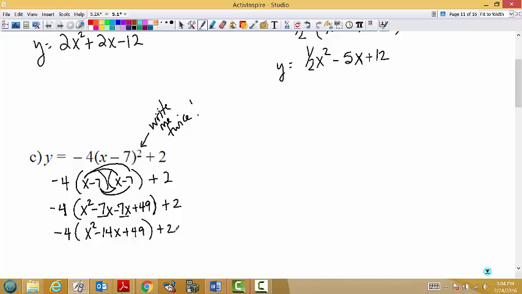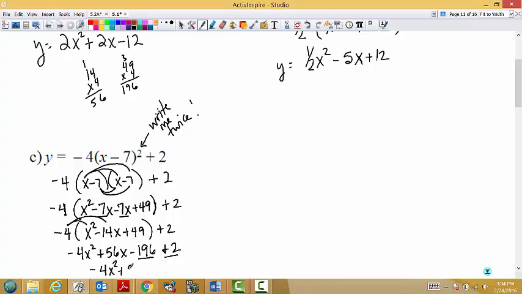Now I distribute my negative 4. Okay, order of operations says we do our parentheses first. Negative 4 times x squared is negative 4x squared. Negative 4 times negative 14, I do not know. 14, 4 times 4 times 4, 16, carry the 1, 56. So plus 56x. And negative, Lord help us, 49 times what? 4? 9 times 4 is 36, carry the 3, 4 times 4, 16 plus 3, 19. So minus 196, and then bring down the plus 2. Combine the like terms, so it's negative 4x squared plus 56x minus 194.